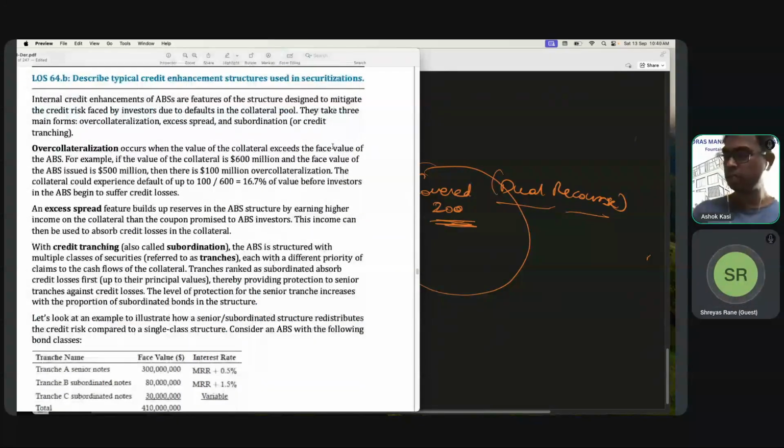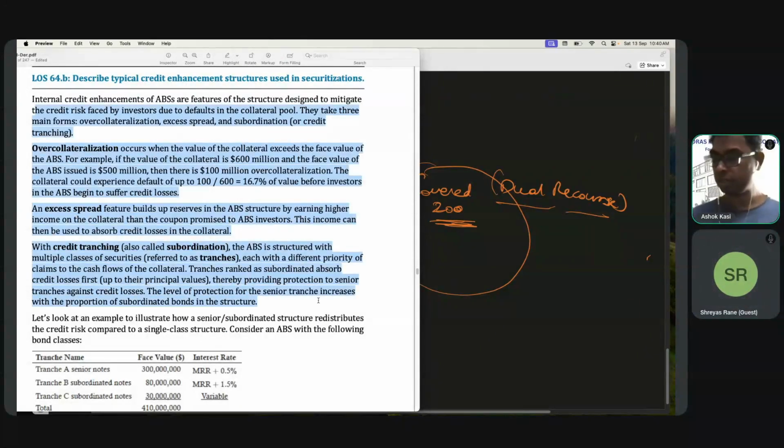Then over-collateralization, excess spread, those are all common points only. Even if you skip all this, it is fine. This is all not required.